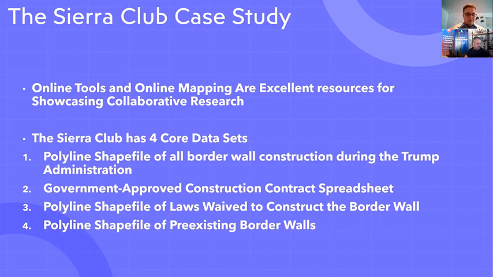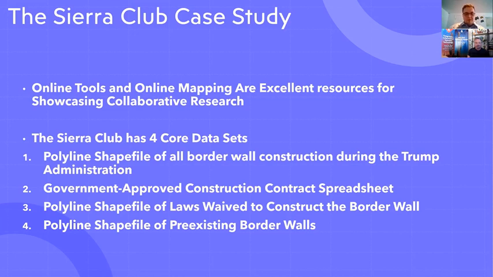There was a shapefile of all border walls constructed as polyline data, a shapefile of law waivers, or the coordinates where an attorney general came in and waived federal law to make construction temporarily legal, a shapefile of all pre-Trump era barriers, and a non-spatial data set, which was a spreadsheet containing thousands of government-approved construction contracts. Well, we needed to either make this data spatially or semantically interoperable, or preferably both.